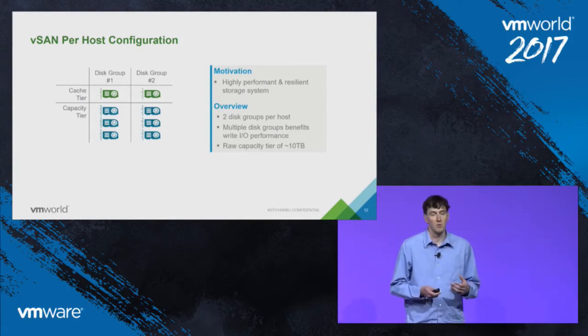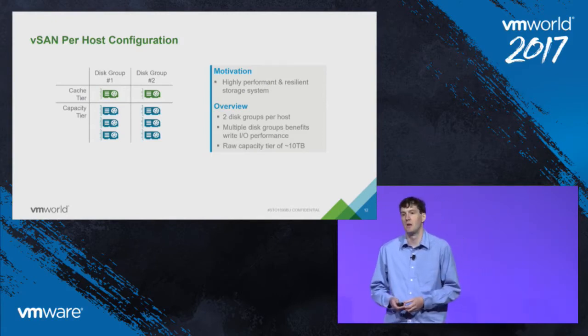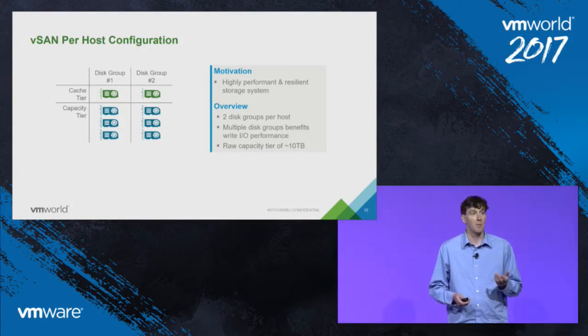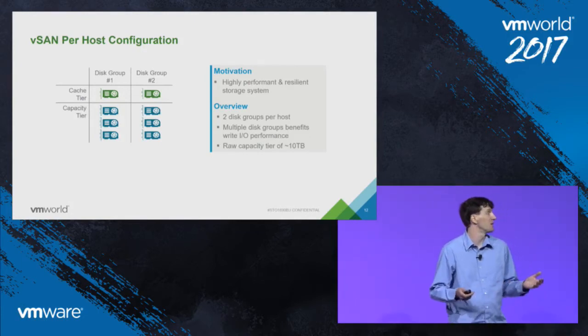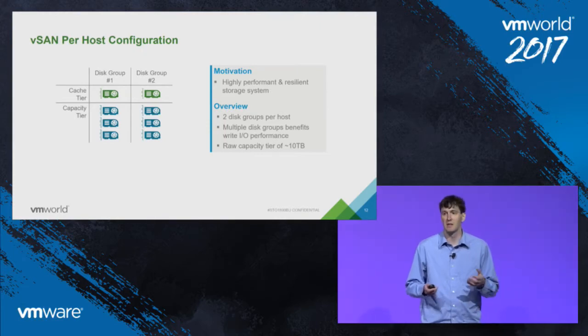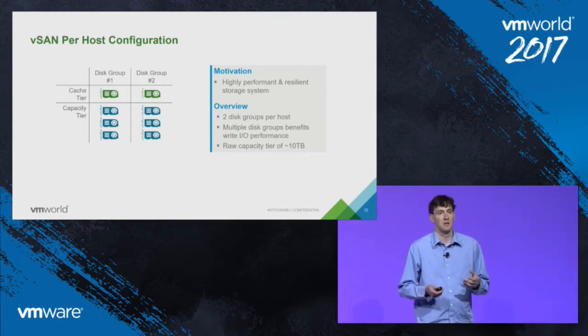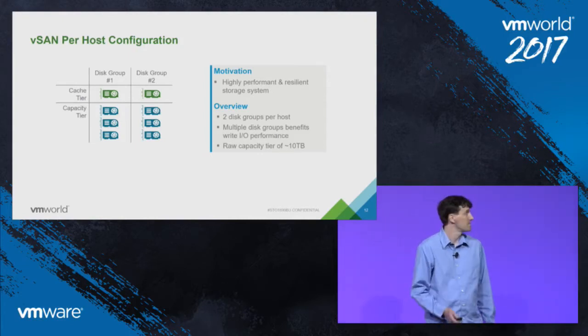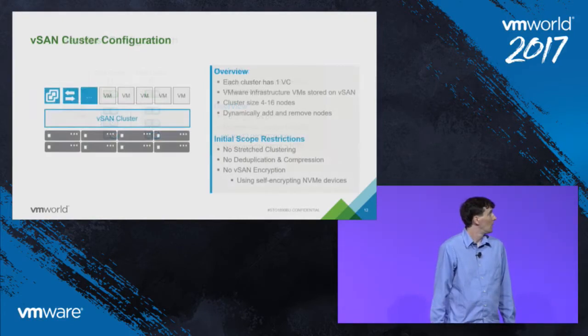We take the devices and we split them up into 2 disk groups. So each disk group has a single caching device and 3 capacity devices. And similar to on-premise, we're doing this to take advantage of parallelism that we can get between disk groups and to limit the blast radius when there's a failure. So if a device fails, we have 2 disk groups instead of 1, which limits the amount of data that we need to move.